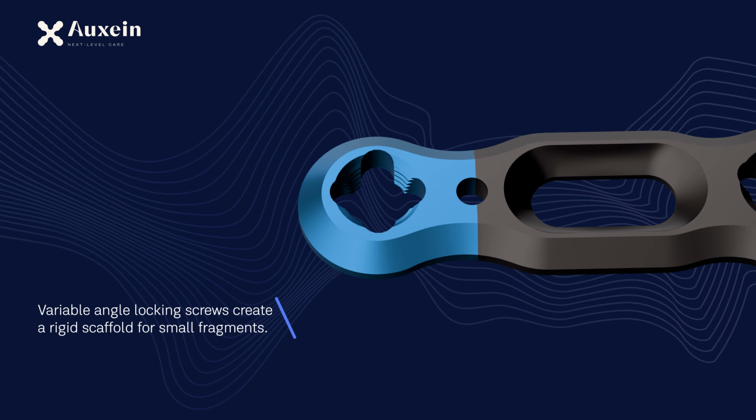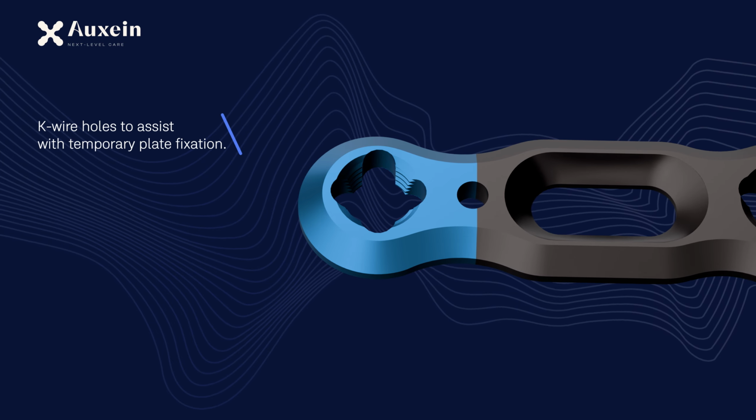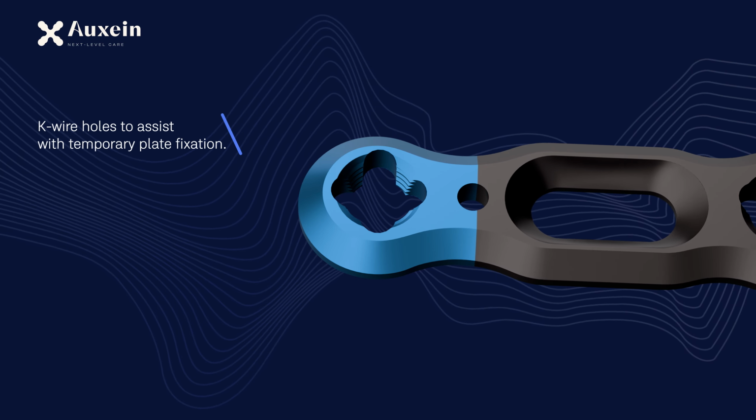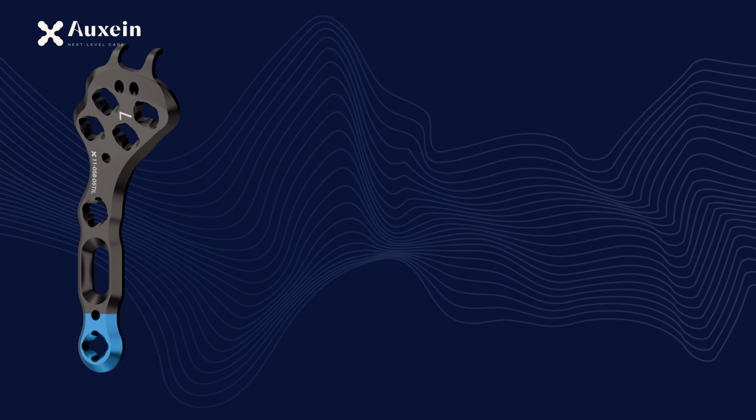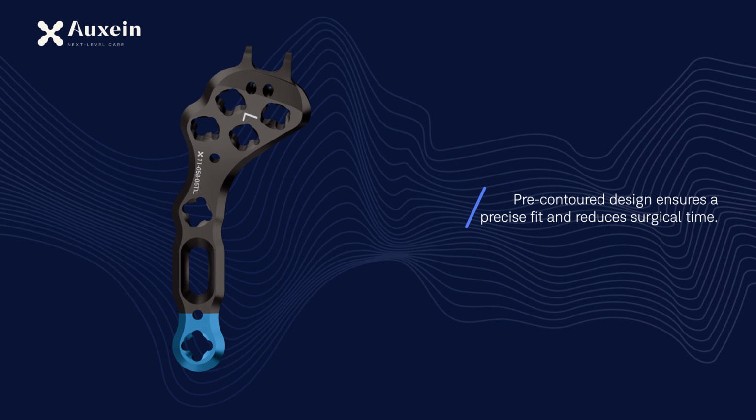Variable angle locking screws create a rigid scaffold for small fragments. K-wire holes to assist with temporary plate fixation. Pre-contoured design ensures a precise fit and reduces surgical time.